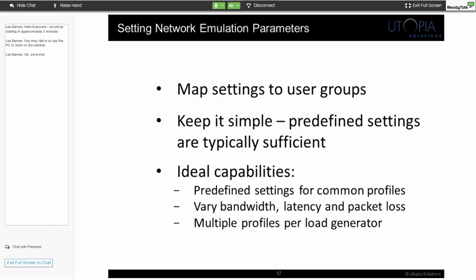If we're looking for the ideal capabilities in a performance test tool with respect to network emulation, like I just said, predefined settings for common profiles, so you don't have to manually configure the bandwidth and the latency and the packet loss. The predefined settings are there for you. Again, the ability to vary the bandwidth, latency, and packet loss across those common settings. And the ability to have multiple profiles per load generator. So if you had a large number of user groups, it doesn't require one load generator per group. And most tools do have that capability.